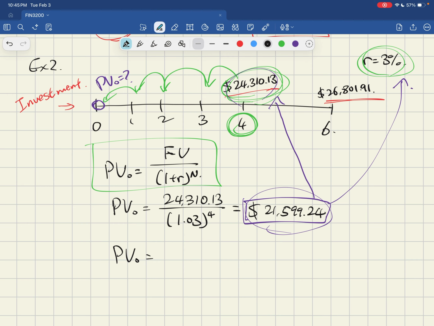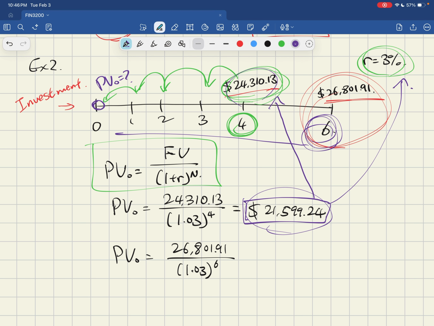Okay. So let's do the second part. If you were to wait 6 years, then we use the same formula, just with different numbers, right? Now it's raised to the 6th power. We're discounting it back to time 0, so we're going from time 6 back to time 0. Okay, that is 22,446.18. Okay, these are the answers.